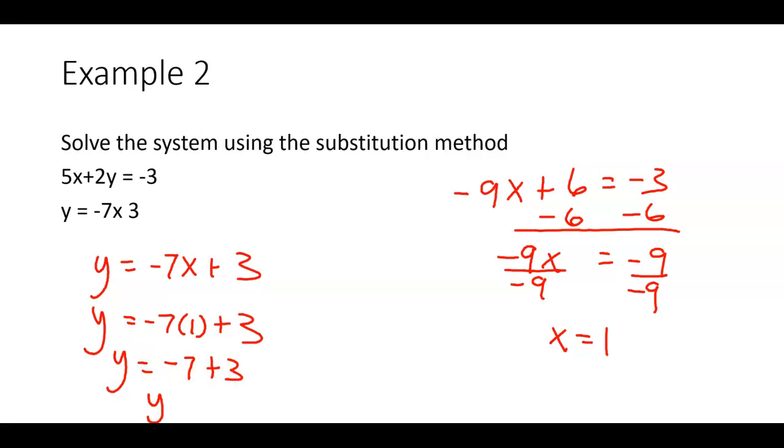I'm sorry, I'm going a little bit quick here, but Y equals negative 4, and I'm done. So this is the substitution method. This is another way to solve a system of equations.